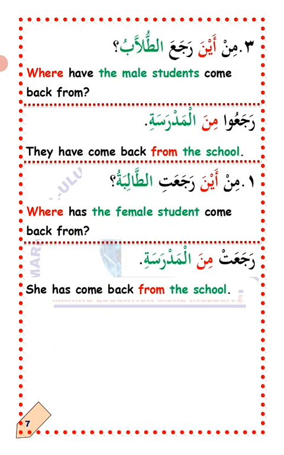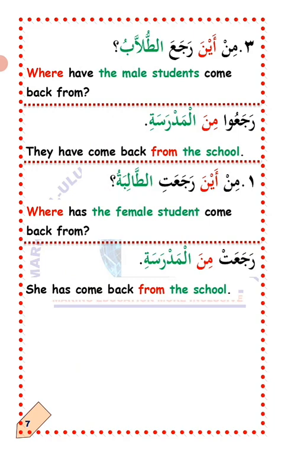ثلاثة, number 3. من أين رجع الطلاب? Where have the male students come back from? Now talking about a group of male students. Now the answer, رجعوا من المدرسة. They have all come back from the school.